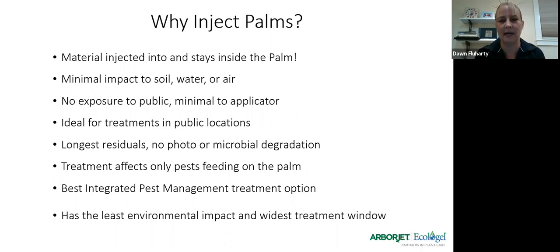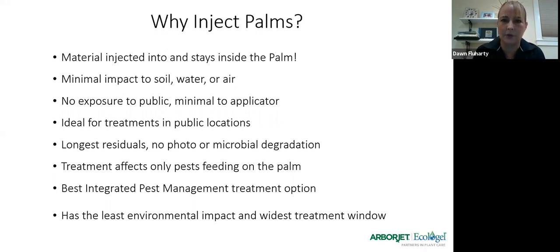We have to make sure we get that complete nutrient in there and that it's protecting where it needs to protect. And by doing that, we really reduce any sort of exposure to the public and especially the applicators. So we do a lot of this in the public locations. You guys have seen this done all over the place.